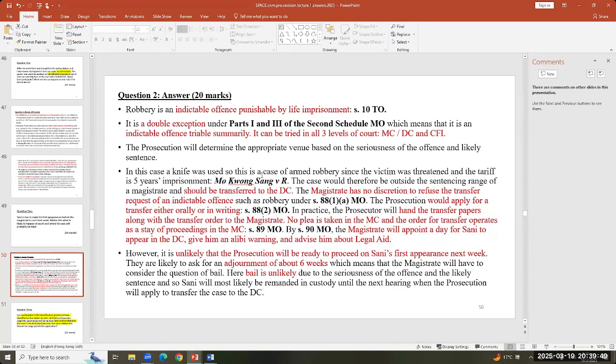And then that means that the question of bail needs to be considered. But bail is unlikely here because of the seriousness of the offense. So it's likely that he will be remanded in custody until the next hearing, and then they will apply to transfer the case to the district court. Okay, that's where our 20 marks would come from. So for this one, you really need to know the tariff, because that helps you to decide on the likely venue.